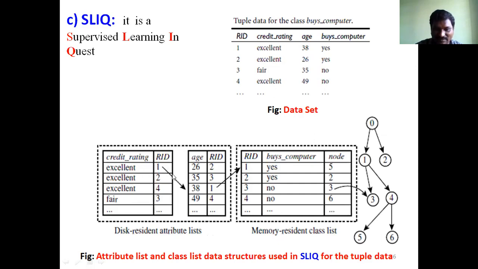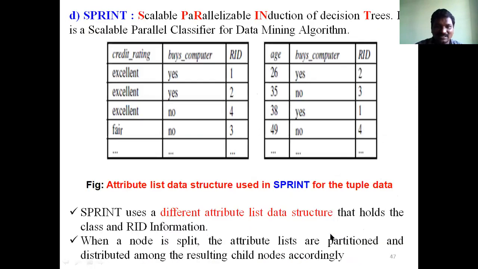Here RID 1, age 38, the subdivision is there, and the RID 1 here. In this way, the node indicates the 5. In this way you will apply the supervised learning in a quest, and then SPRINT, a scalable parallelizable induction of decision tree, is a scalable parallel classification approach.